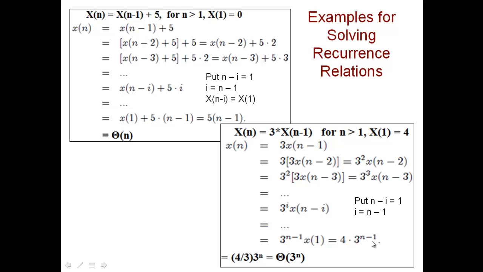Now we want to write it as a function in terms of n. So 3 raised to n minus 1 is like 3 raised to n divided by 3. So you have 4 divided by 3 times 3 raised to n. That's like a coefficient, 4 divided by 3 is a coefficient, so we can discard it and simply say x of n is theta of 3 raised to n. We can't simplify beyond this. We just have a function of n, but this is an exponential function and it is 3 raised to n.